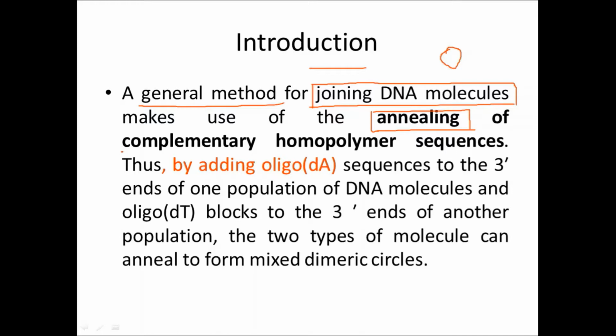Okay. In homopolymer tailing, the nucleotides used are generally oligodeoxyadenosine. That's why we call it poly A tail. So it is the addition of DNA nucleotides to the end of the DNA, which creates an oligo. Oligo means 8 to 10 nucleotides added in vitro, or manually added, to the gene of interest or the vector for joining of DNA molecules.